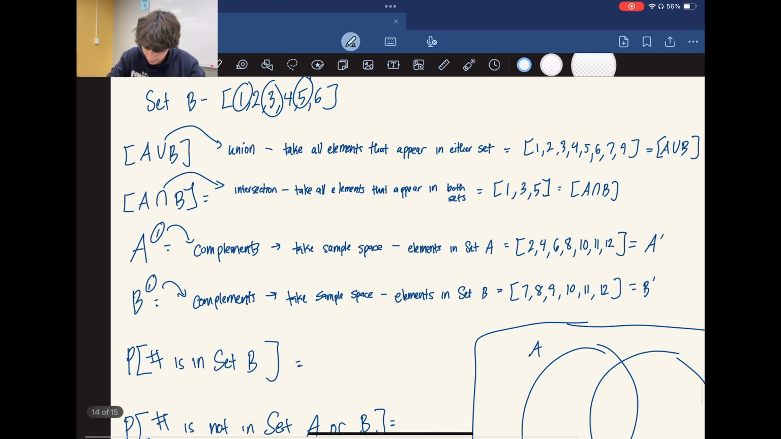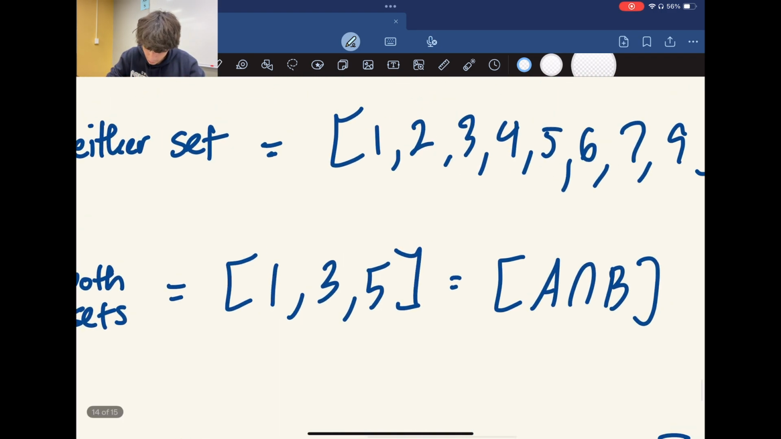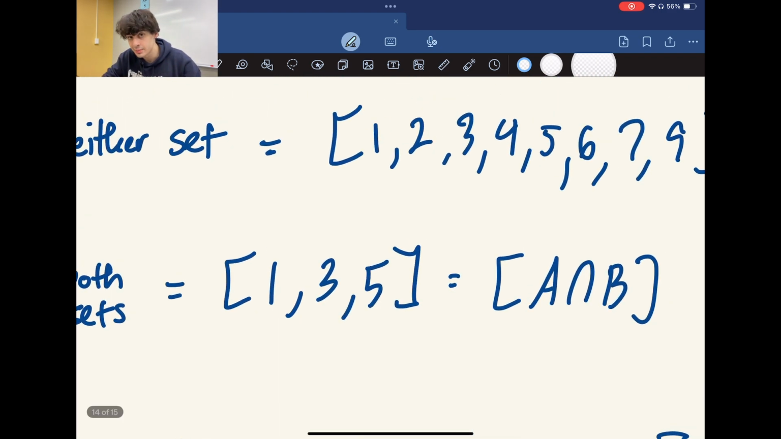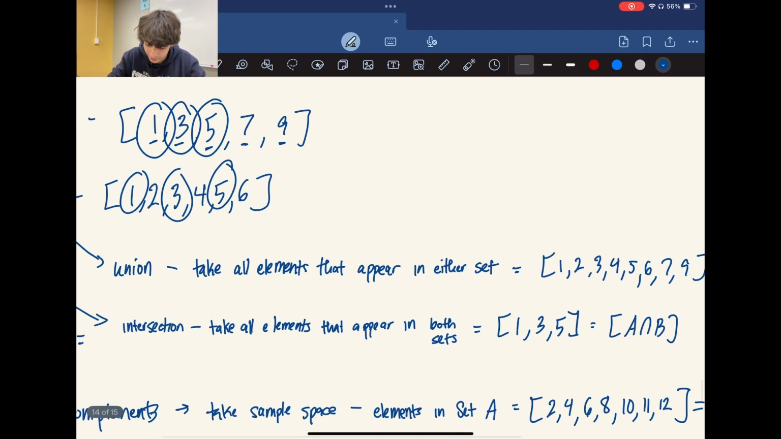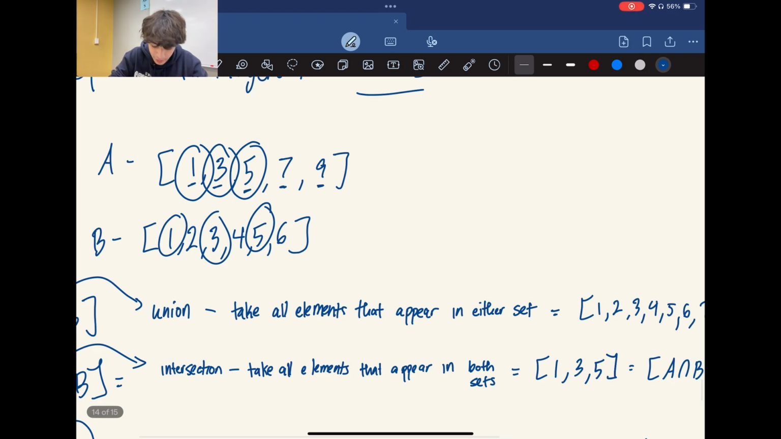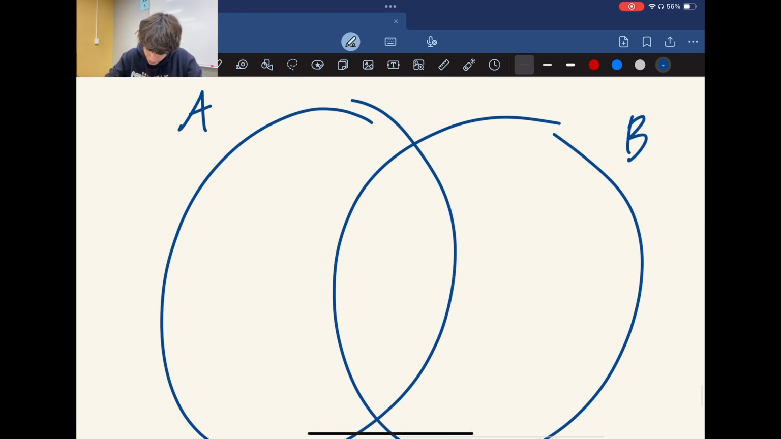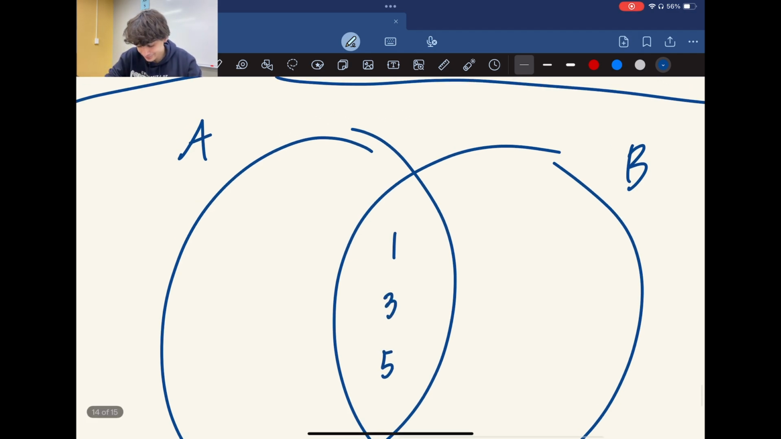So going back to our intersection, we've determined that A intersect B. That's the sort of terminology that's used. It's these three elements, 1, 3, and 5, because 1 appears in both sets, 3 appears in both sets, and 5 appears in both sets. So in here, I'm going to write the numbers 1, 3, and 5.